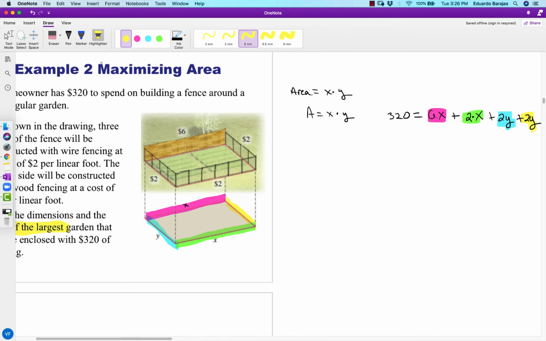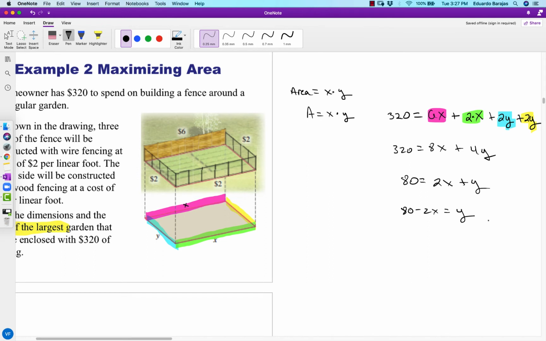Okay, so that represents our entire cost, and then we can simplify that a little bit by saying that 320 must be equal to 8x plus 4y, and everything is divisible by 4, so 320 divided by 4 is equal to 80, so 80 equals 2x plus y. And we want to solve for one of these letters, so why not solve for y, the easiest one? So it would be 80 minus 2x equals y.